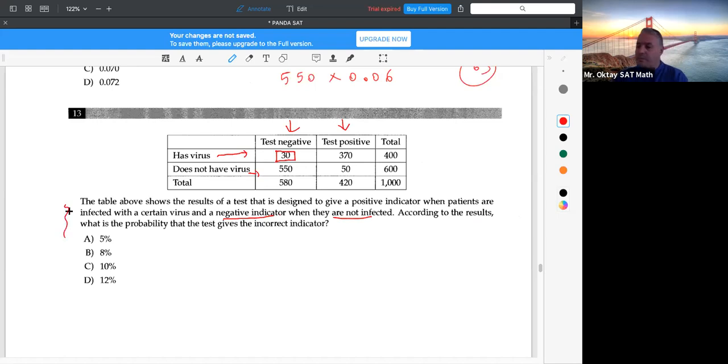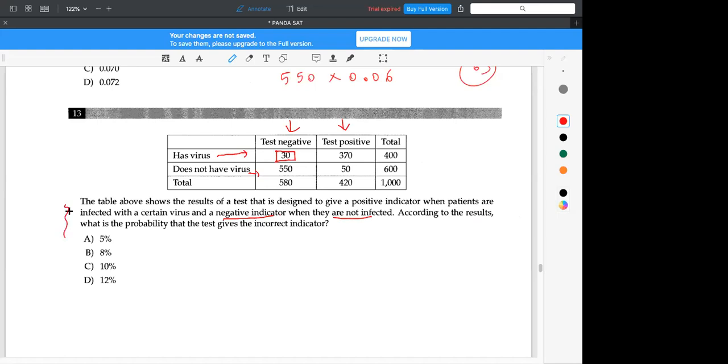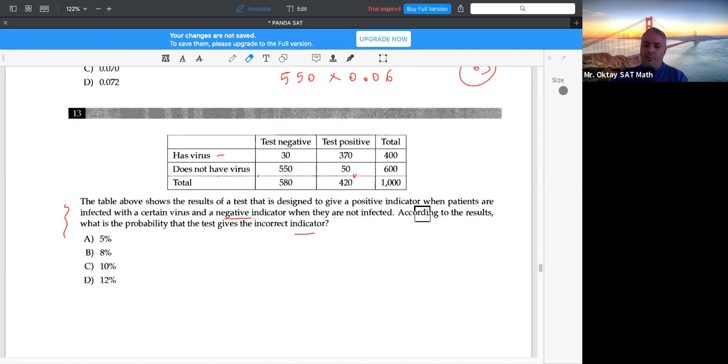Also, I will read. The test is designed to give a positive indicator. Incorrect indicator. Sir, so it should give positive. When it's giving negative, then it means it's giving a false indicator. Incorrect. Yeah. So we are talking about the incorrect one.